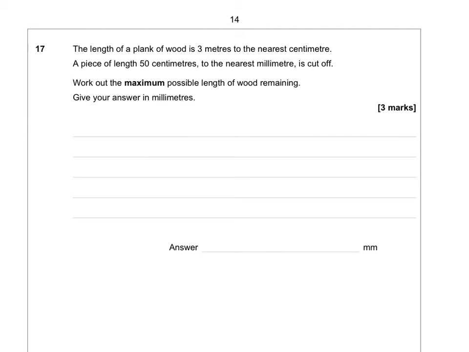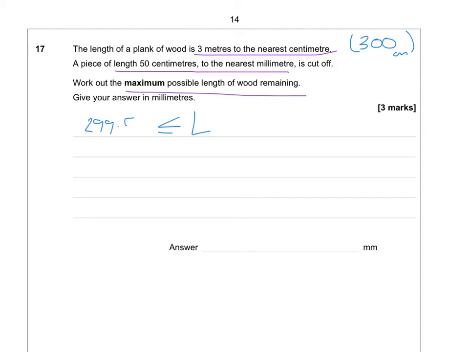Question 17. The length of a plank of wood is 3 meters to the nearest centimetre. A piece of length 50 centimetres to the nearest millimetre is cut off. Work out the maximum possible length of wood remaining. Give your answer in millimetres. So, if we start off with the length of the plank of wood, which is 3 meters to the nearest centimetre, so 300 centimetres to the nearest centimetre, its lower bound is 299.5 centimetres and its upper bound is 300.5 centimetres.